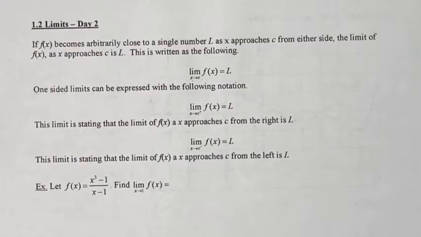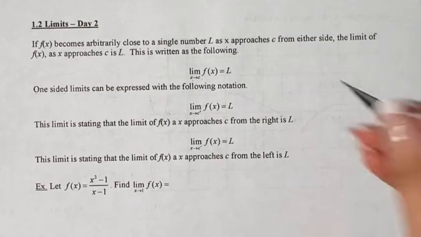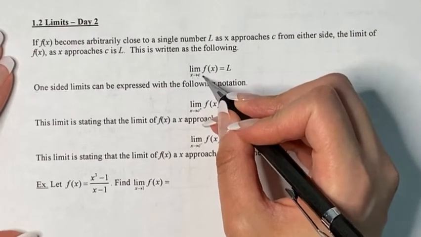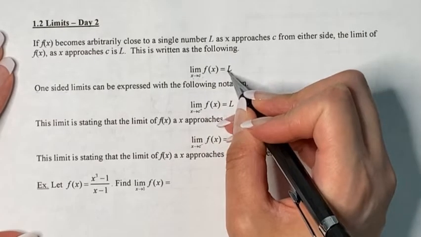Hi guys, today we're going to learn about limits. We know that if f of x becomes arbitrarily close to a single number L as x approaches c from either side, the limit of f of x as x approaches c is L. This is going to be written as follows. The limit as x approaches c of f of x is equal to L.